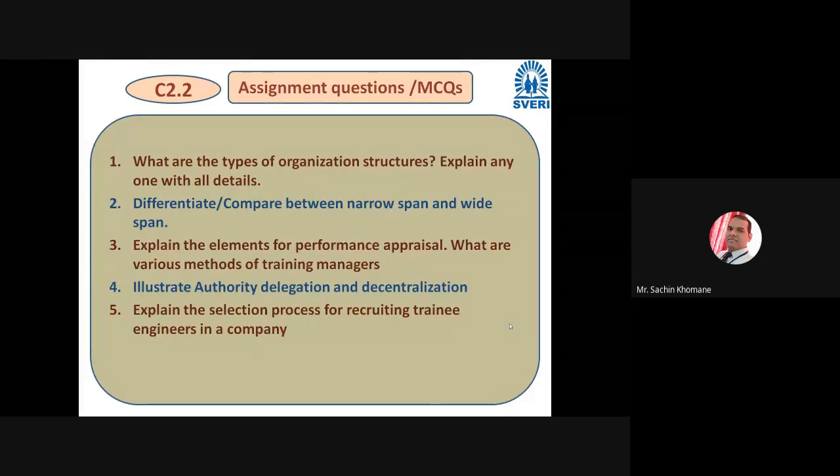The next question is: explain the selection process for recruiting a trainee engineer in a company. So we know half the part, but before HR comes here, there is a certain procedure. You have to explain both procedures. Okay, pre-placement, post-placement also. So these are the 5 questions for the assignment. You can note them, and for the internal exam also, questions will be from these 5 MCQs.